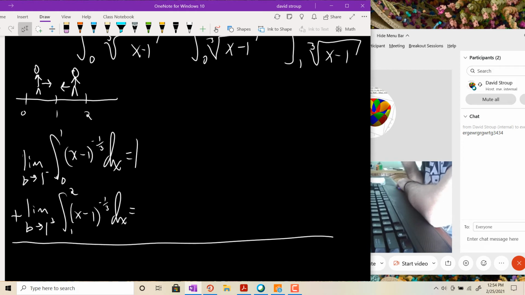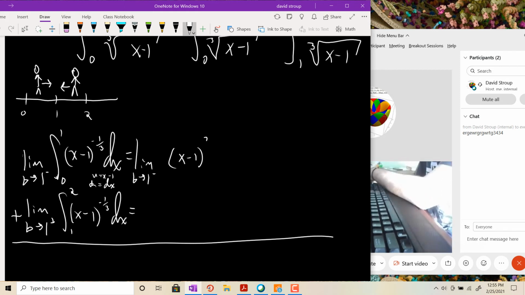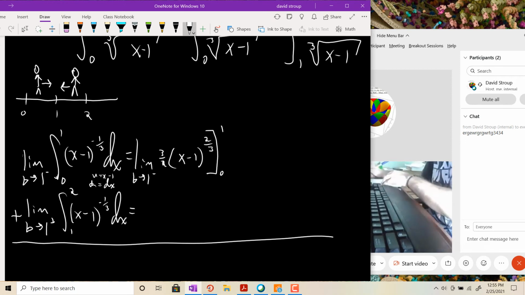Okay. So the limit as b goes to 1 from the left of the antiderivative. You could do a u sub if you want to, but you don't need to, because u is just x minus 1, and then du is just dx. So you're just going to end up with u to the 2/3 times 3/2, right? And then you back sub and you get x minus 1 to the 2/3 times 3/2. And then we want to evaluate this from 0 to b. That should be a b, sorry. These are both b's.